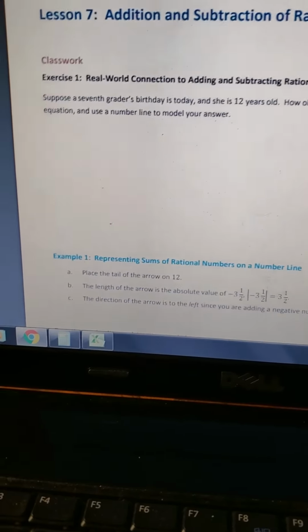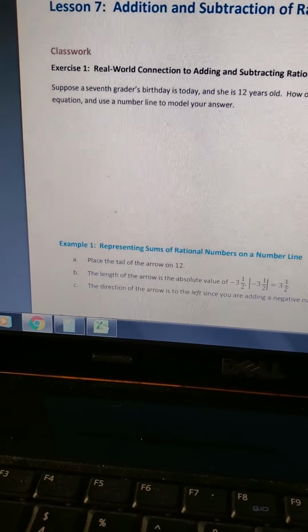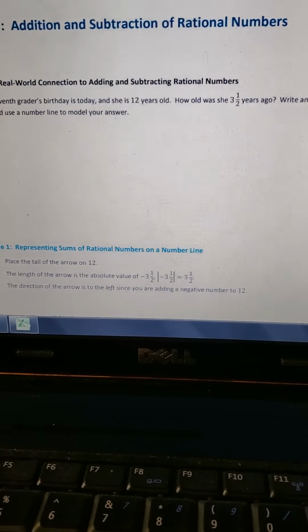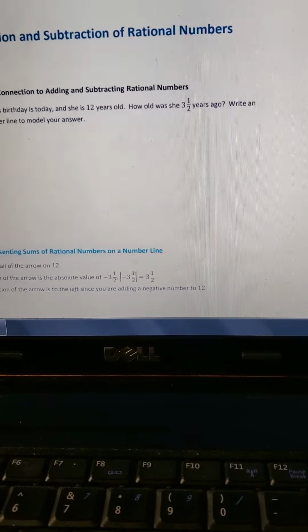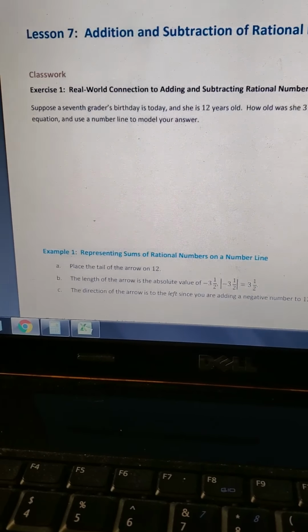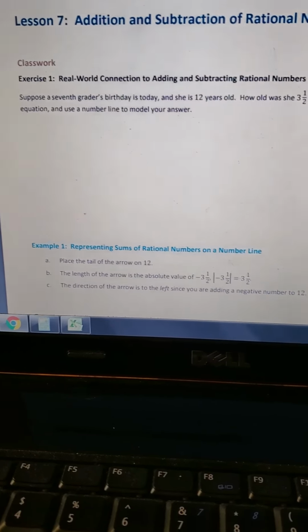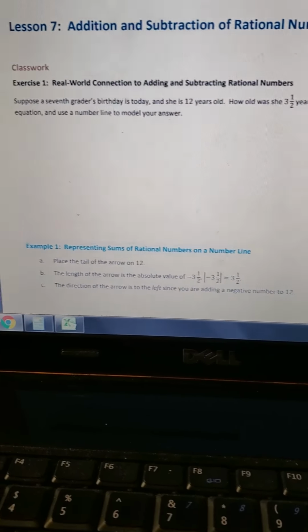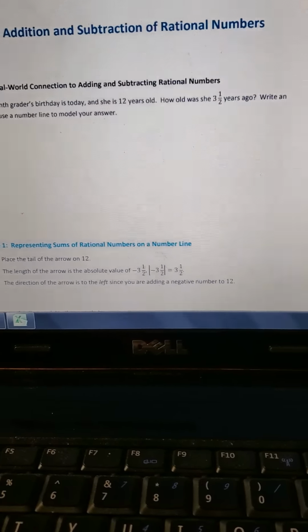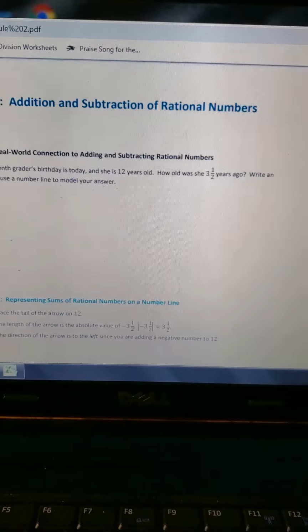Okay? So, exercise 1 says, suppose a 7th grader's birthday is today. She is 12 years old. How old was she 3.5 years ago? Write an equation and use a number line to model your answer. So we do not have to use a number line for this. You could just go ahead and write the equation out for this. So right now she's 12 years old. How old was she 3.5 years ago? So write your equation, then continue.